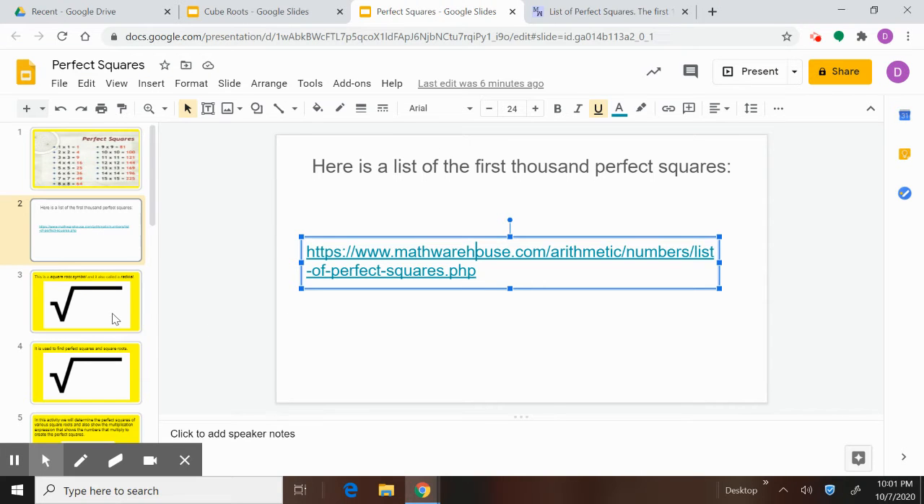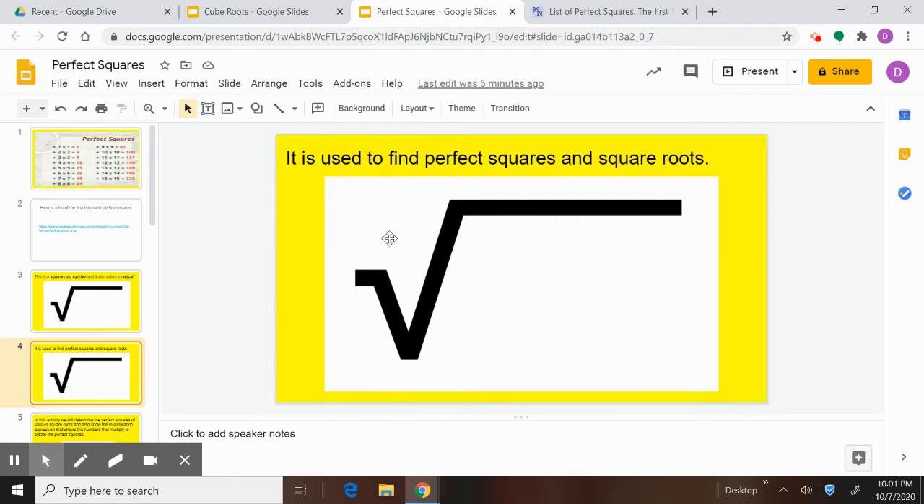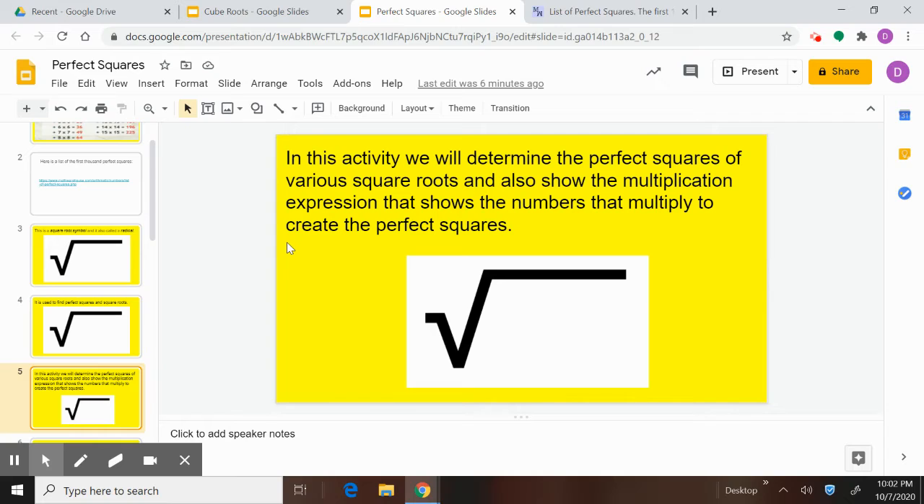So what we're going to look at is perfect squares and how they're shown. If we're going to determine a perfect square, it's shown with this symbol called a square root symbol, which is also called a radical. It is used to find perfect squares and square roots. In this activity, we will determine the perfect squares of various square roots and also show the multiplication expression that shows the numbers that multiply to create the perfect squares.